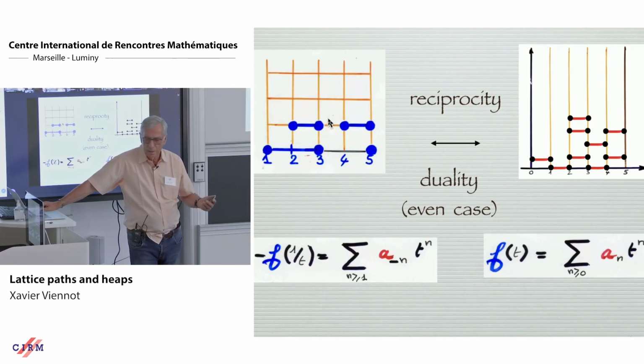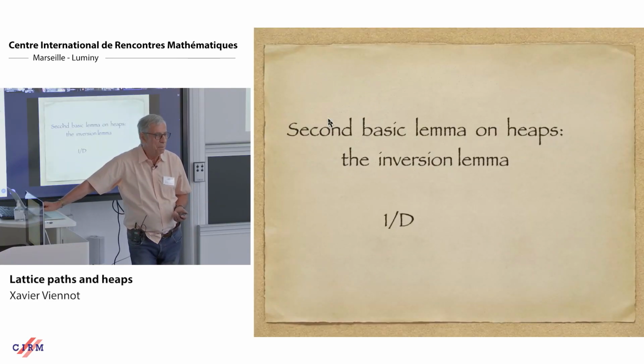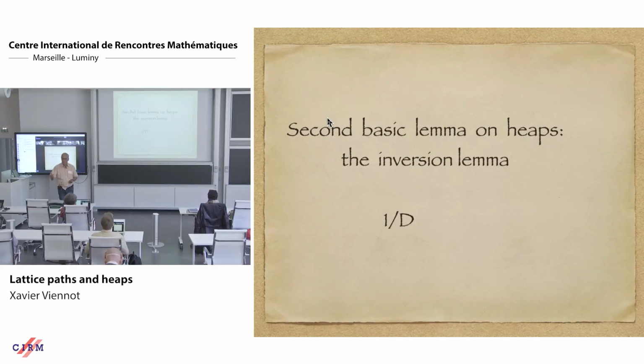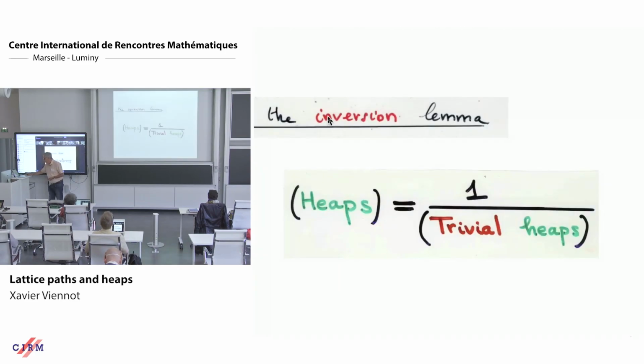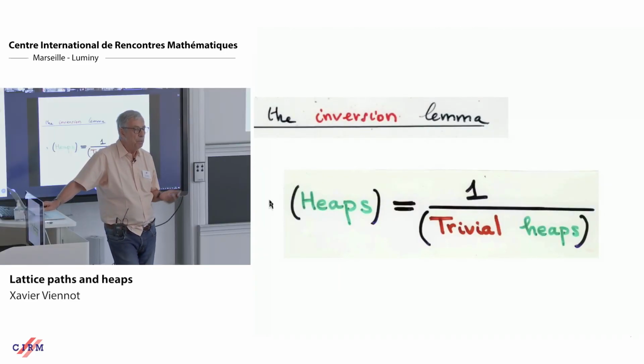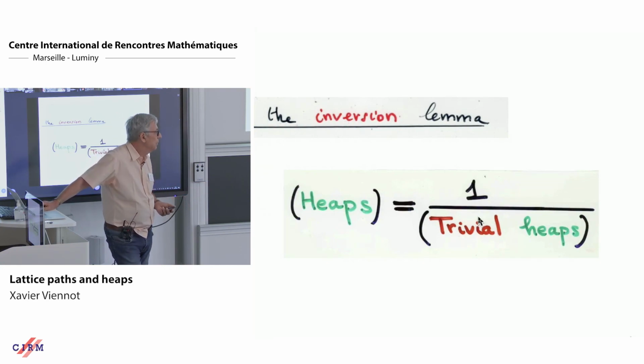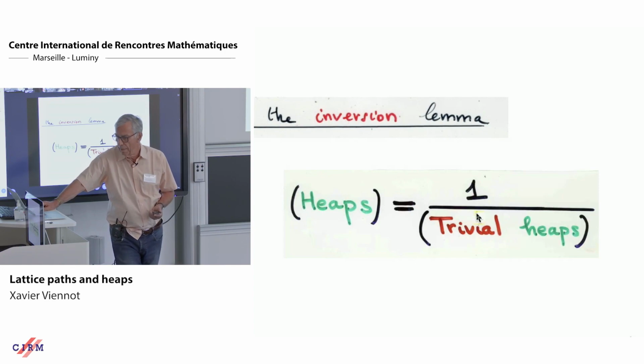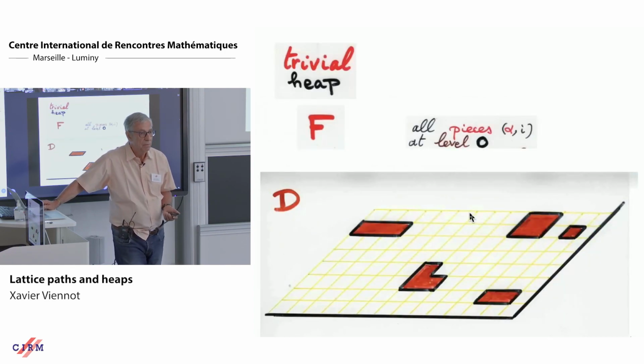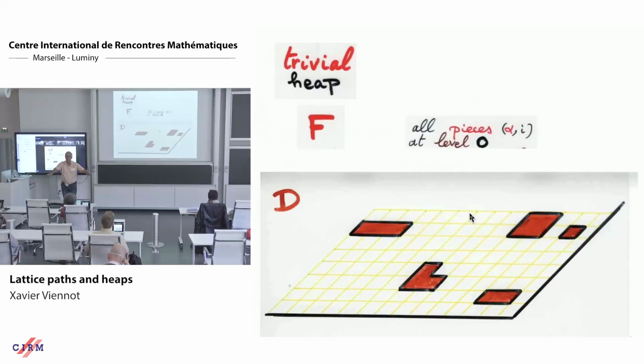So why is this reciprocity? I need a second basic lemma on heaps of pieces. There are 3 basic lemmas, so this is the second one. It's the inversion lemma. The inversion lemma tells you that if you put some weight on the pieces, the generating function of heaps is the inverse of the generating function for trivial heaps. So these are trivial heaps. All the pieces are at the ground level. If you have dimers or segments, they are all at level 0.